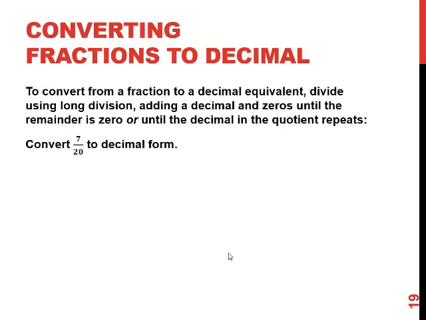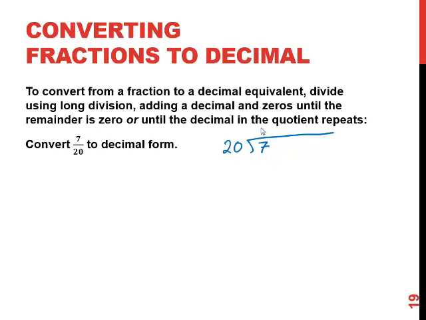To convert from a fraction to a decimal equivalent, we're going to divide using long division. We'll add in decimals and zeros until the remainder is 0, or until the decimal in the quotient repeats. So let's convert 7/20 to a decimal. So we're going to divide 7 by 20.